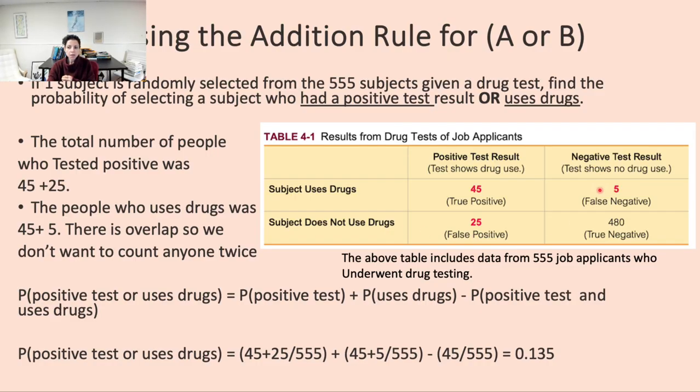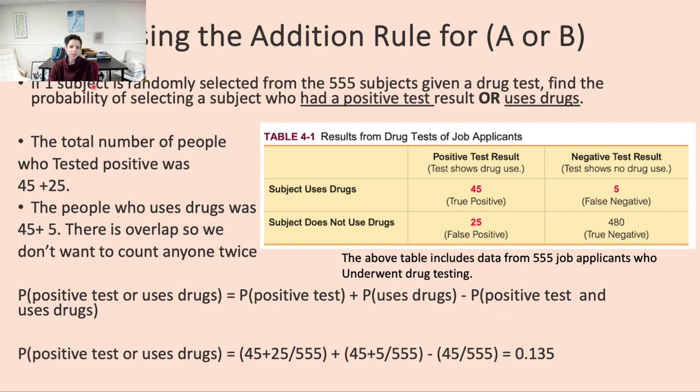And then among the people who test negative, 5 of those people actually did use drugs. That's a false negative. And then 480 people who don't use drugs tested negative. So that's the data we're looking at. Let's answer an example.